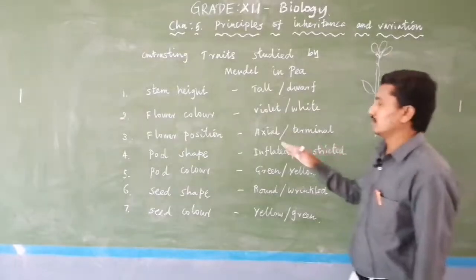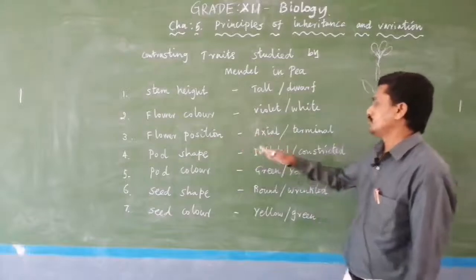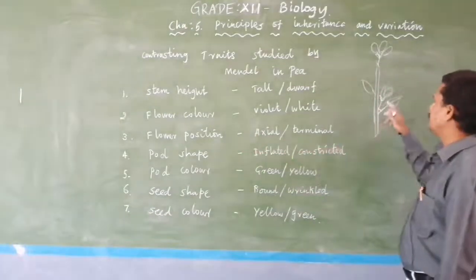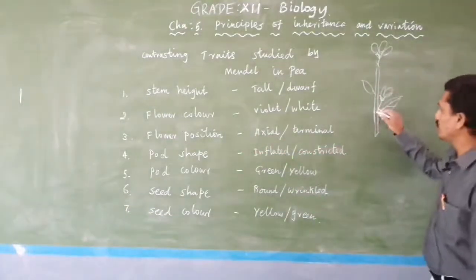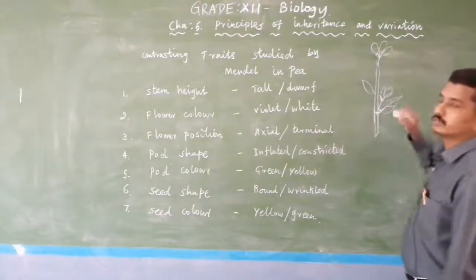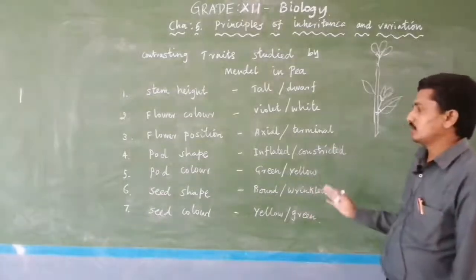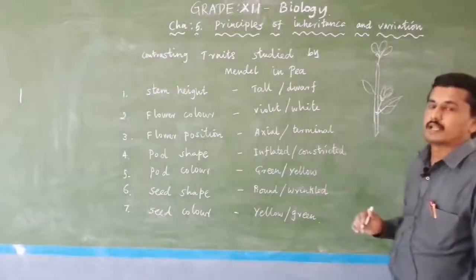Mendel selected 2 characters in flower position. One type of flowers is present in the axial, that is the node region, of the plant, and one type of flowers is present in the tip region, that is terminal. So 2 types of flowers are produced in the garden pea plant.